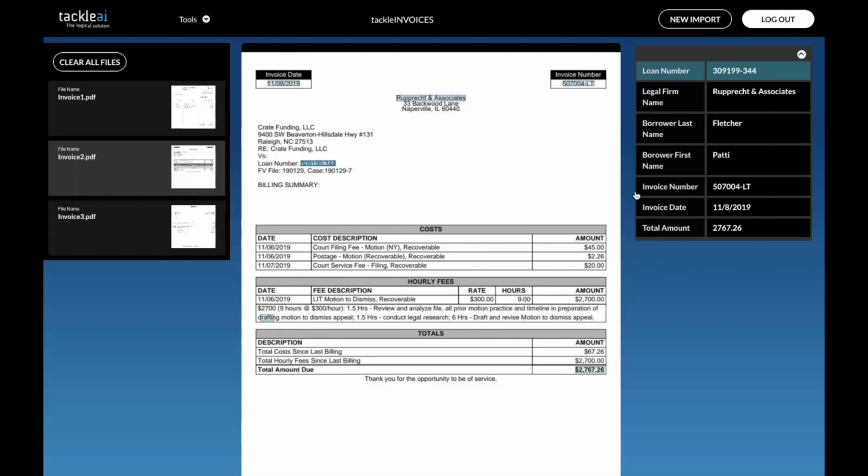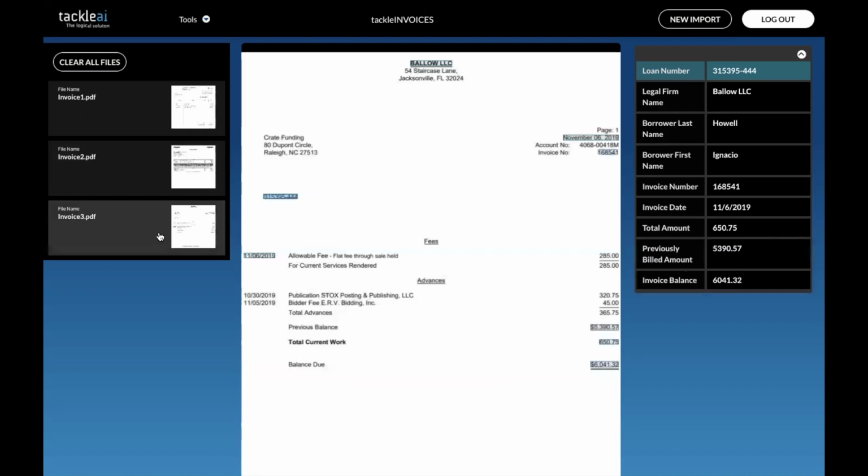But additionally, you'll see some new information on here. Tackle AI was able to identify that this invoice is also tied to a contact in the AP's system, in this case, Patty Fletcher. So we know now that this invoice is tied to this contact, even though this contact's name was not found anywhere on the invoice, making it simpler for you and automating more workflows that you have in place.